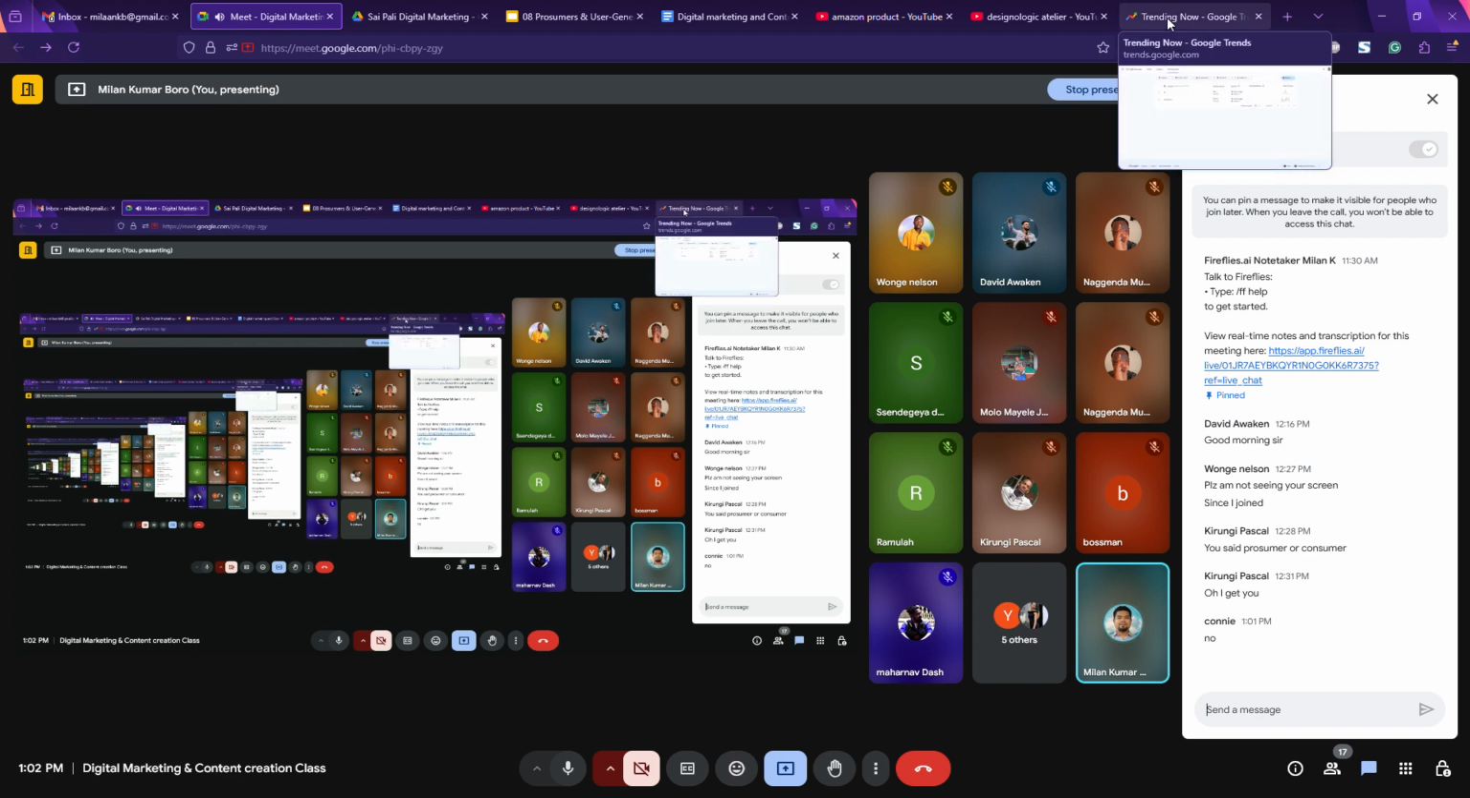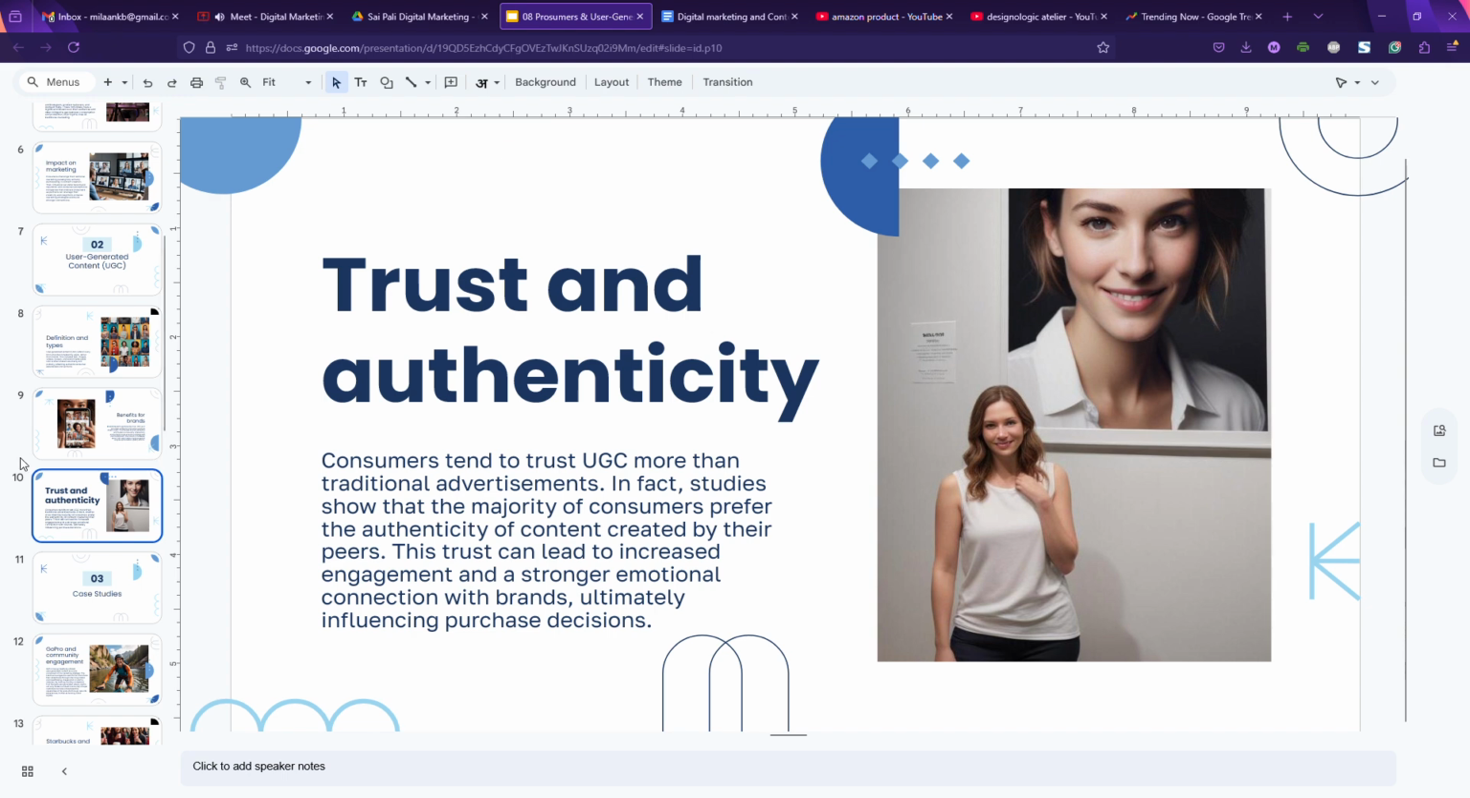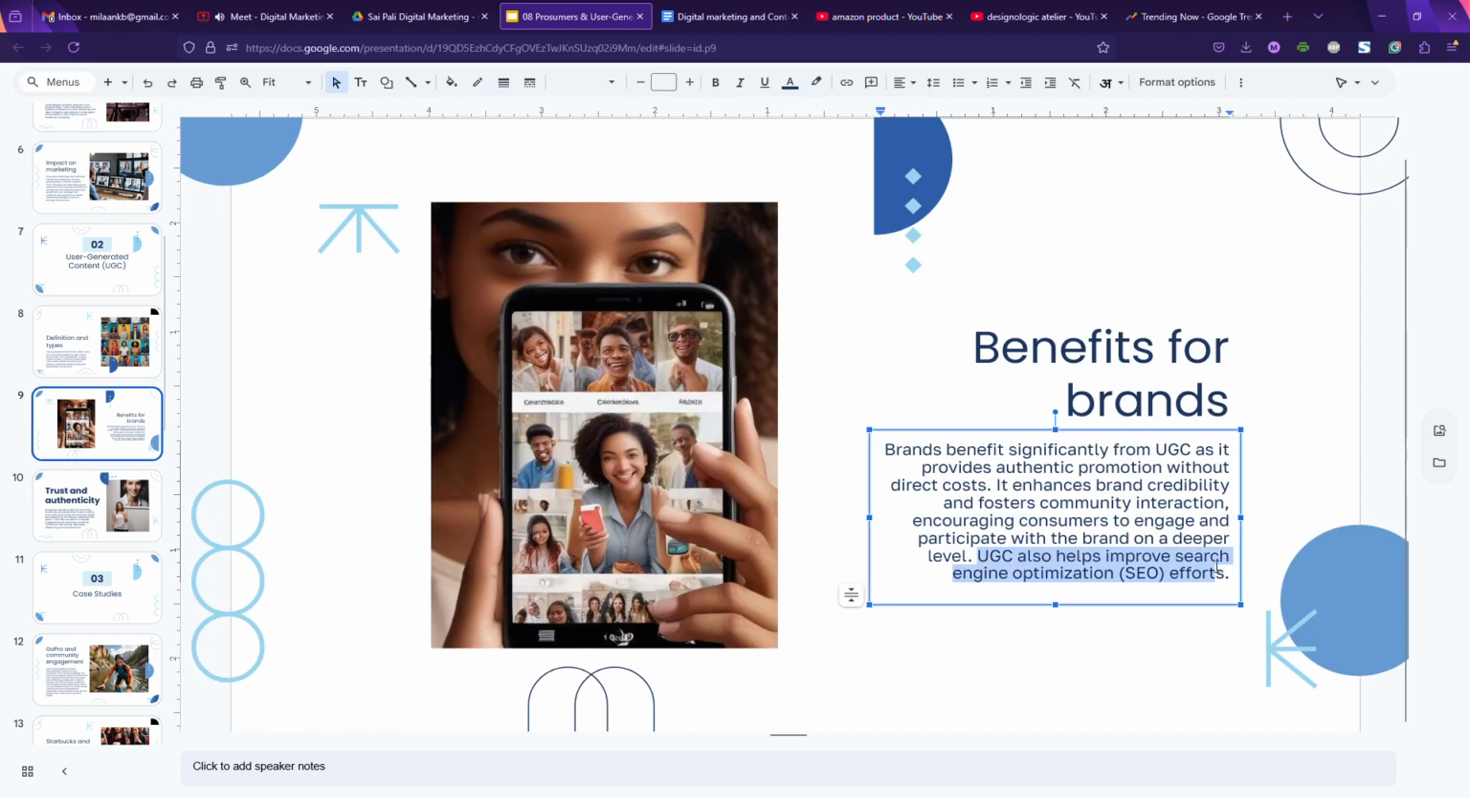So I am talking particularly about how user generated content is improving search engine optimization efforts. Search engine optimization is what the brand has to do. We will deep dive into SEO in a later class. For now, just know that search engine optimization is optimizing the content for search engines to enable them to search your content more easily and be seen. It increases visibility.